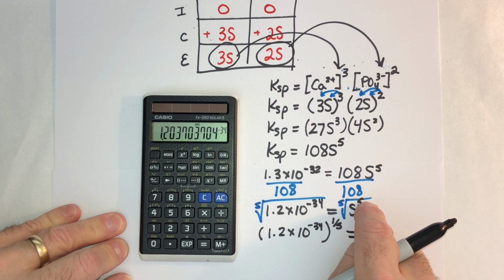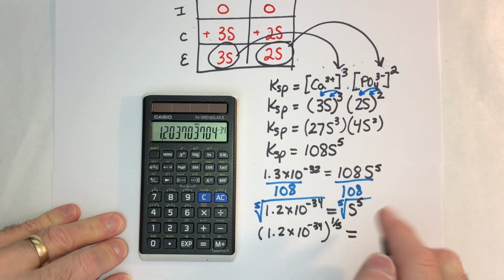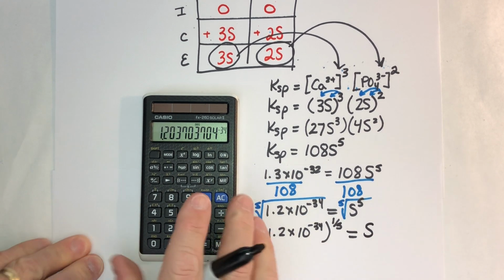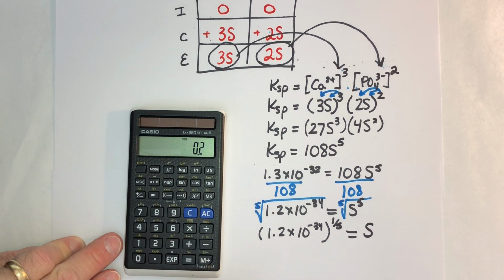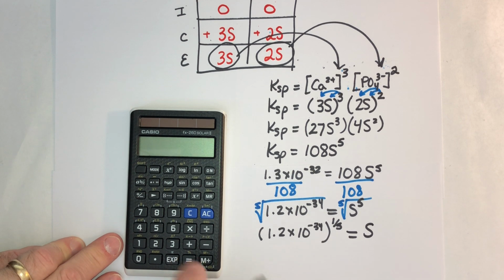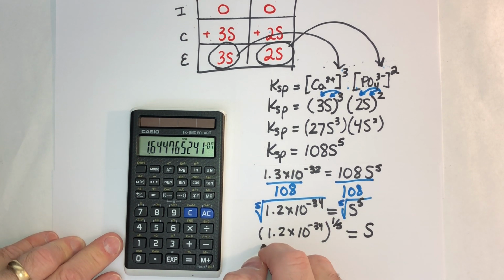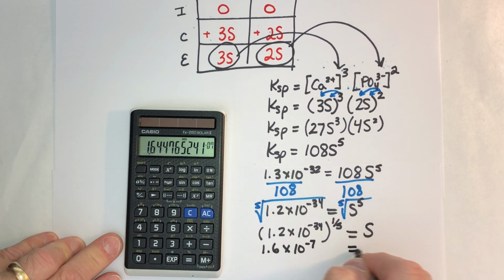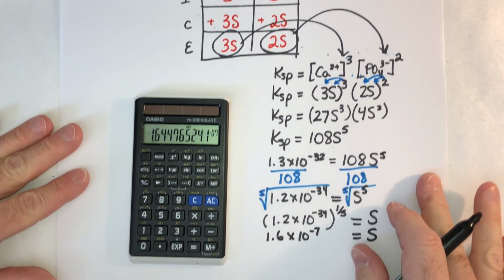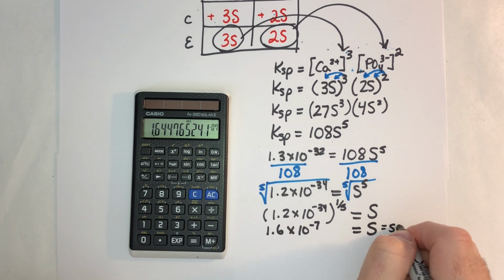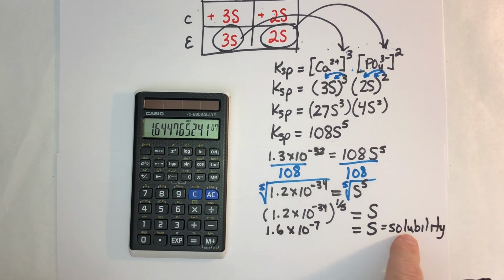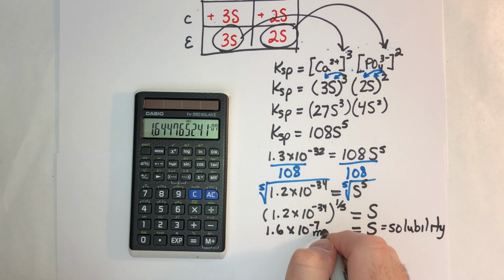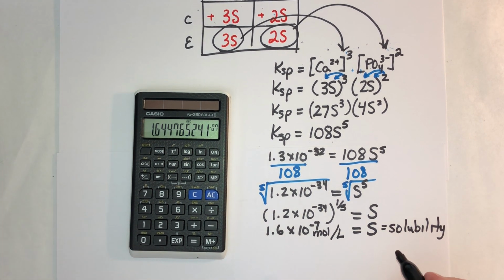S to the power of 5, and you take the fifth root, they cancel out, so that leaves an S. So with my calculator, I'm going to take this and raise it to the power of 0.2, right? 1/5 is 0.2. So my calculator gives me an answer of 1.6 times 10 to the minus 7 equals S. S is your solubility, which is what you're looking for. And because it is a solubility, this would be moles per liter.